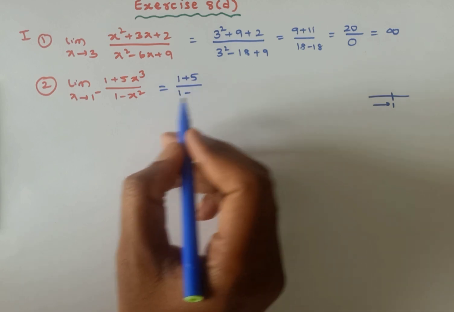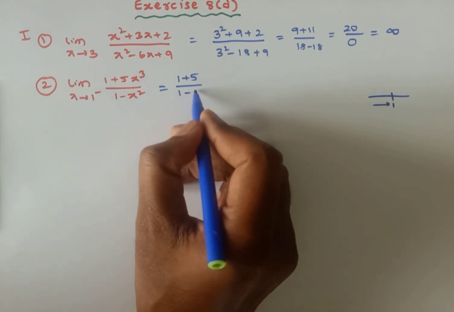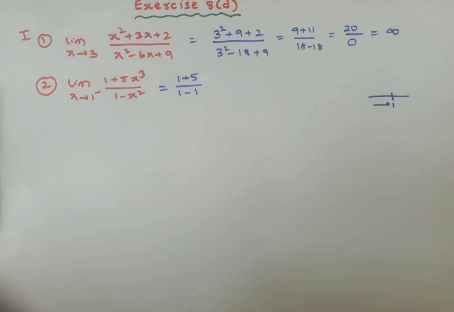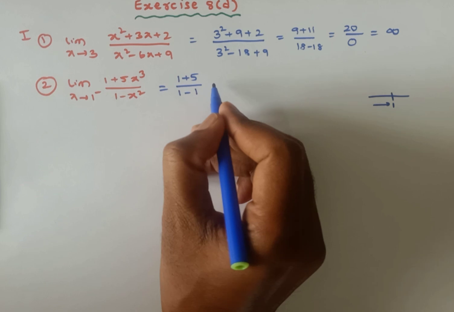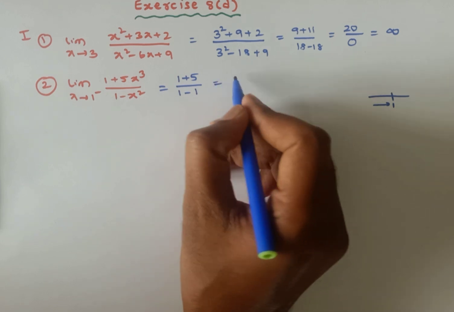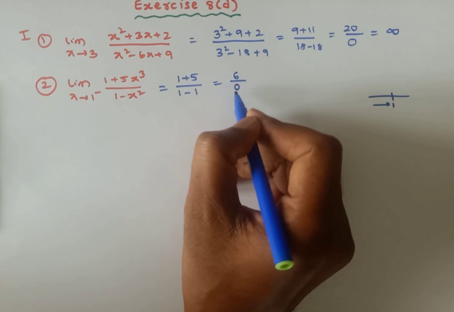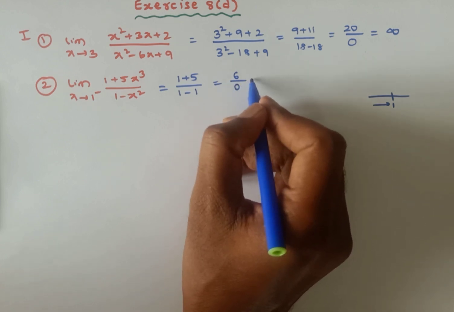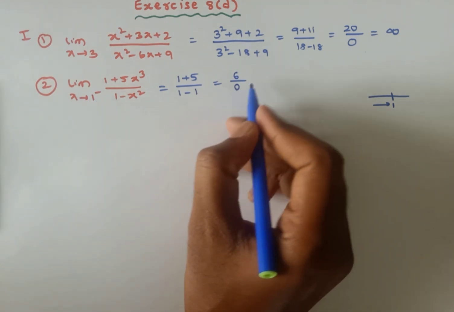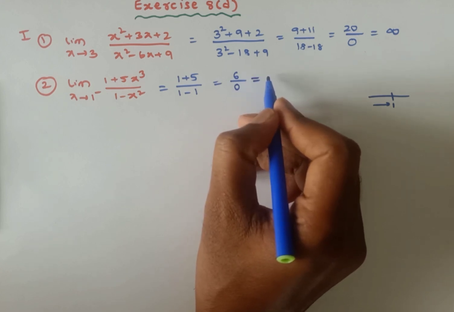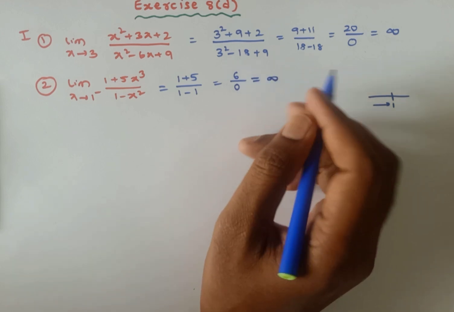Now x square: here the value of x is less than 1, nearby 1, so it is always less than 1. Here we need to decide whether to write plus infinity or minus infinity. So here it is 6 divided by 0. If it is 1 plus, then x is more than 1, and we would get the minus 0 case, and we would need to write minus infinity. But here it is only plus infinity.